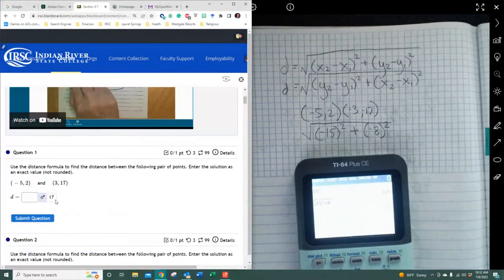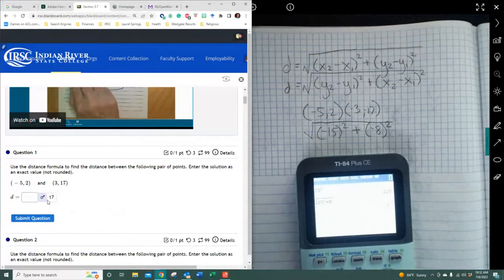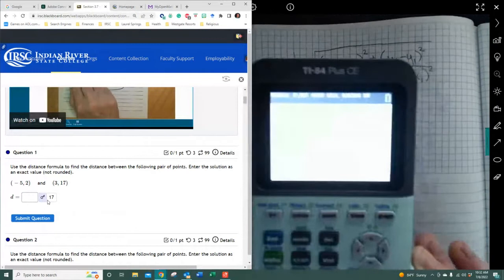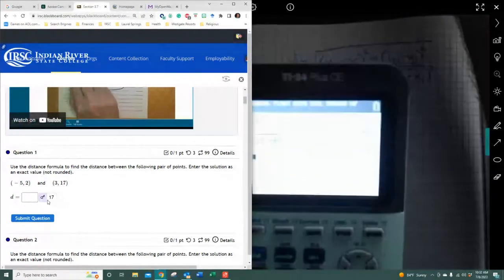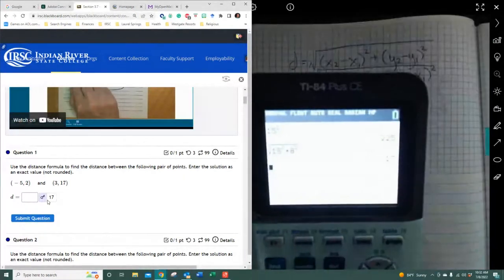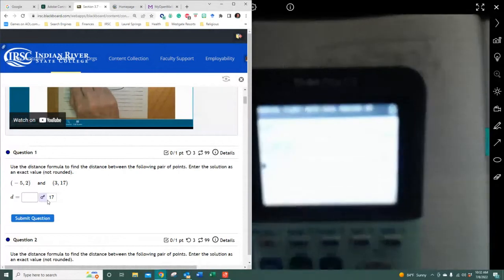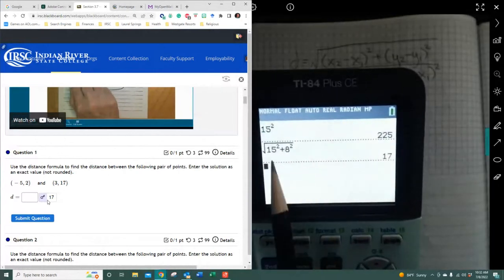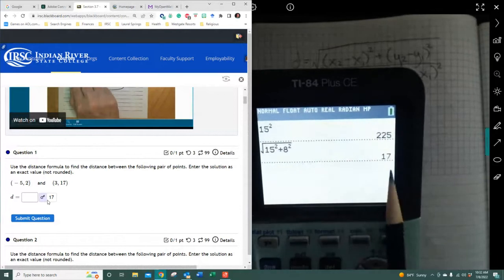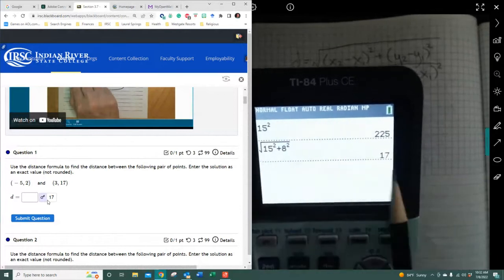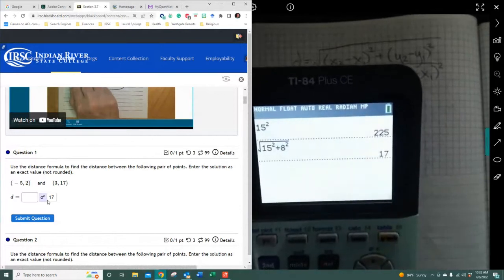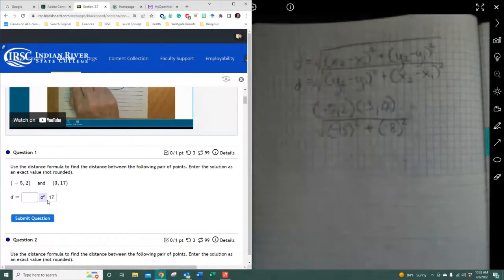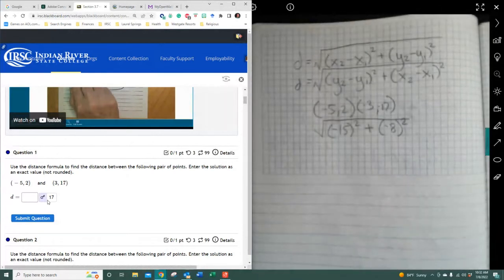All right, I'm just going to show you that that's the answer we're looking for. Okay, so again, I know it's not very focused, and I apologize, but just enter it in your calculator as such, and you're going to get the answer. Just enter 15 squared plus 8 squared, take the square root of all that, and it gives you the answer of 17. Make sure you enter it in that way.